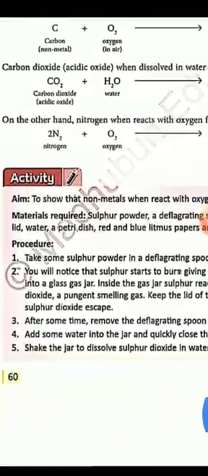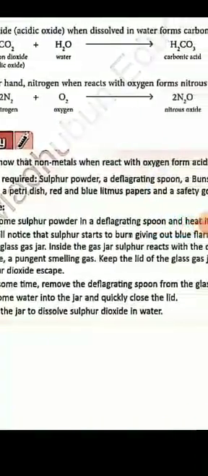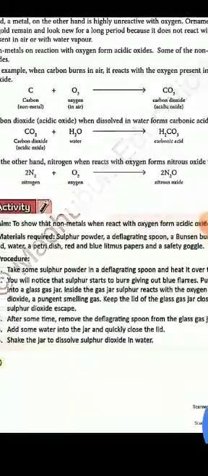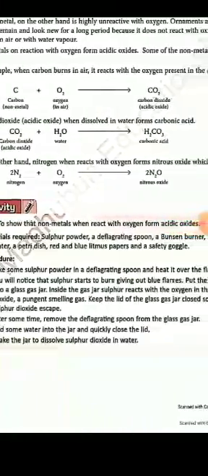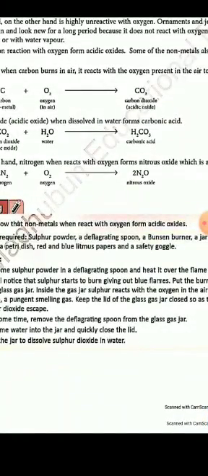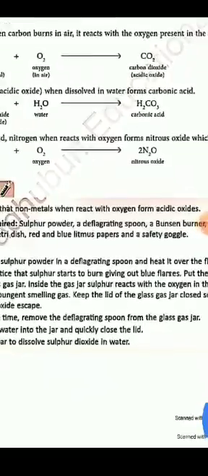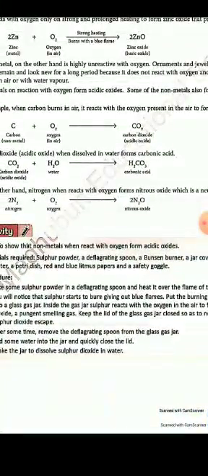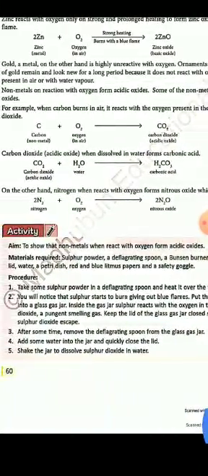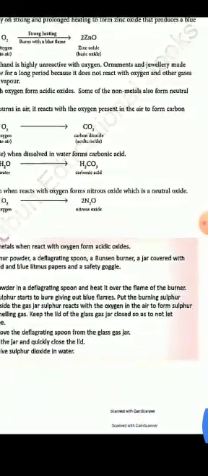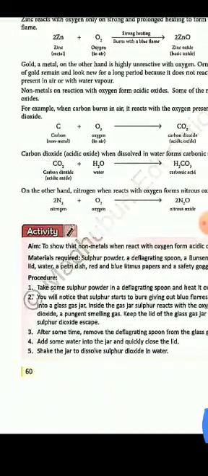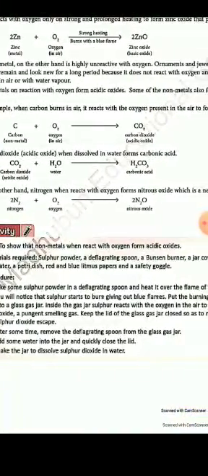Same as, one activity is given here with any other nonmetal, that is with sulfur powder and oxygen. What happens when sulfur powder reacts with oxygen? Materials required are sulfur powder, deflagrating spoon, Bunsen burner, jar covered with lid, water, a petri dish, red and blue litmus paper and a safety hook.